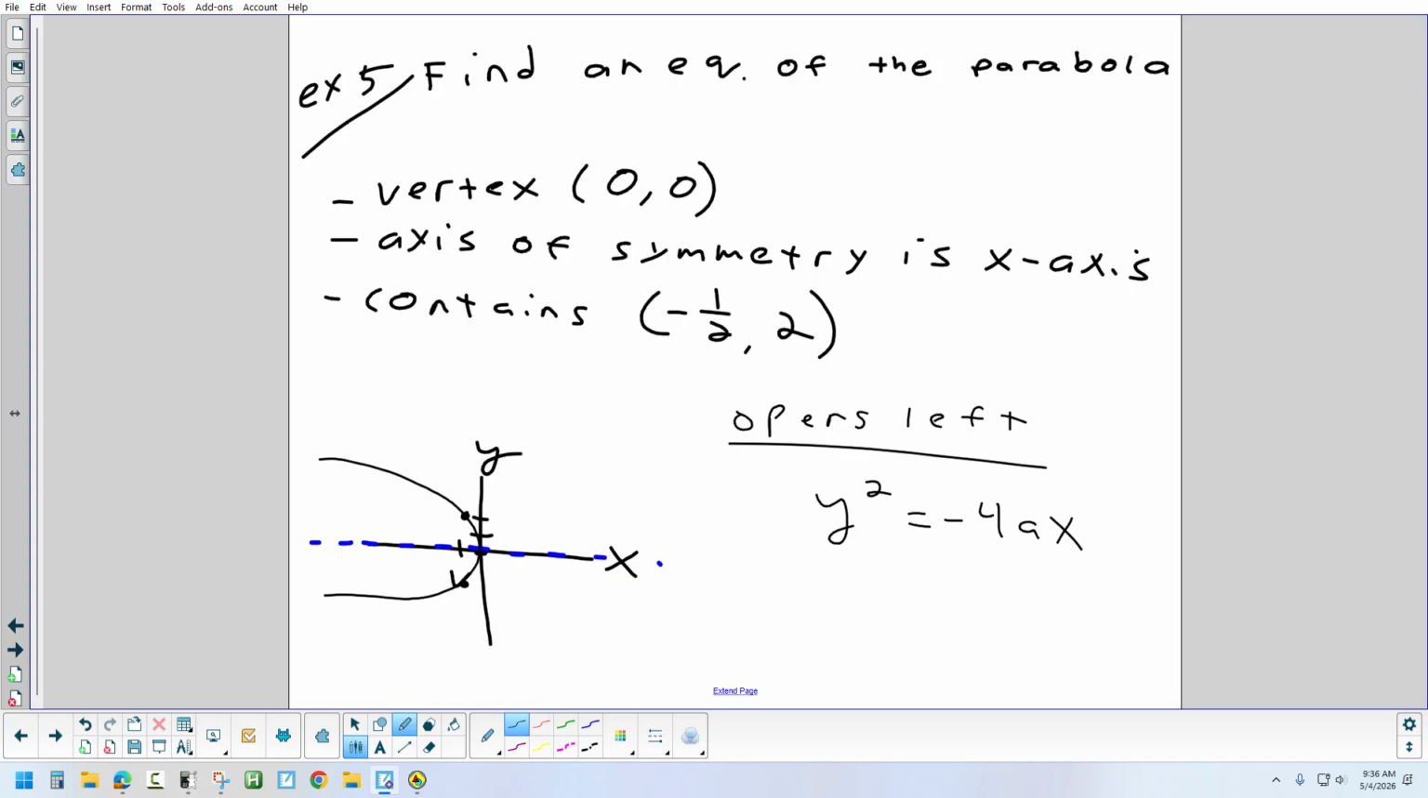Did they give me the focus? No. Did they give me the directrix? No. So a is the distance between the focus and the vertex, or the vertex and the directrix. I don't know the focus or the directrix. How am I going to figure out a?